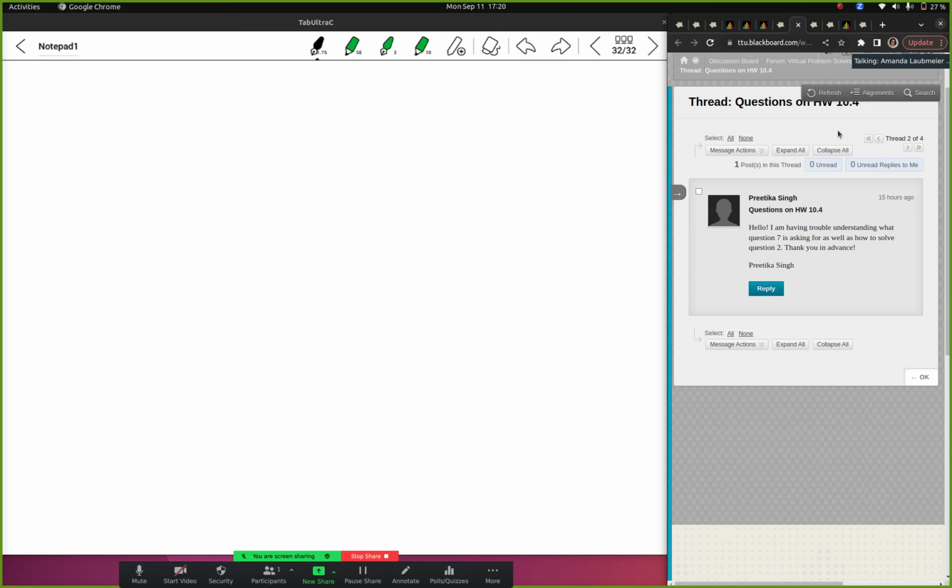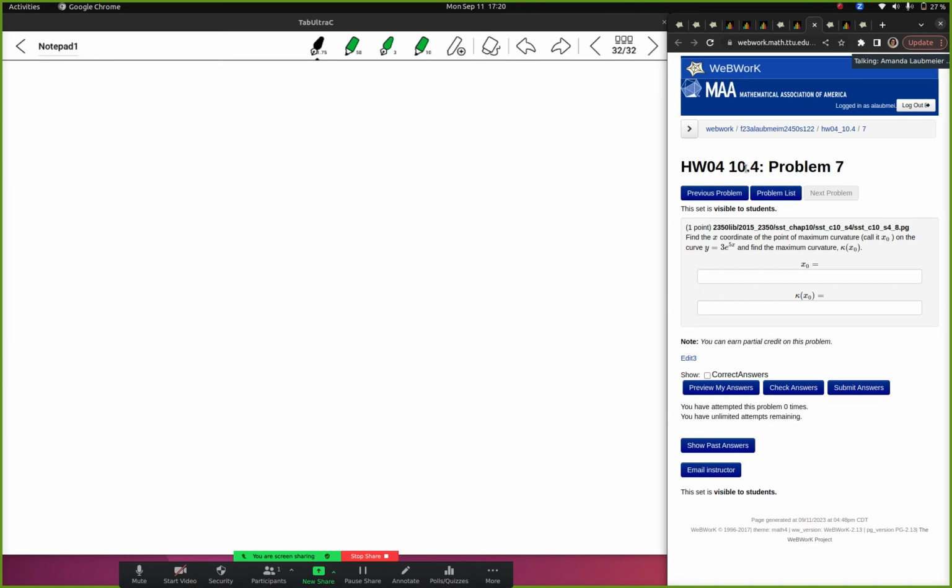So let's see, I'm having trouble understanding what question 7 is asking for. So homework 10.4, question 7. This one is asking us to find the x-coordinate of the point of maximum curvature. And they give that coordinate a name, x0, so that they can ask for it later. It's requested on the curve y equals 3e to the 5x. And then also to find the maximum curvature kappa evaluated at that x0.